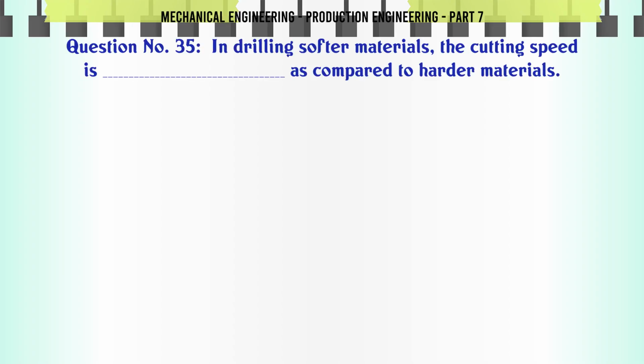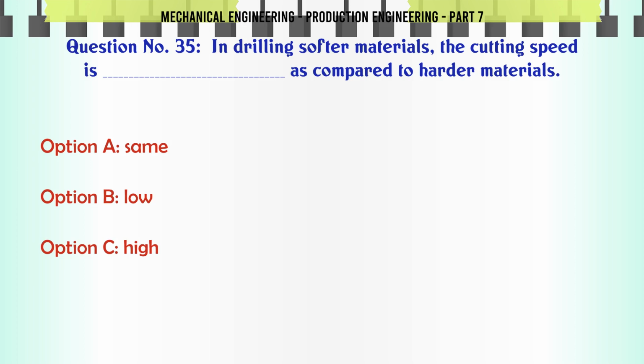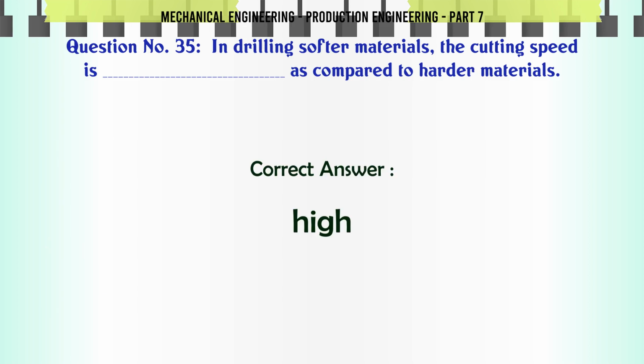In drilling softer materials, the cutting speed is ___ as compared to harder materials. A. Same, B. Low, C. High. The correct answer is high.